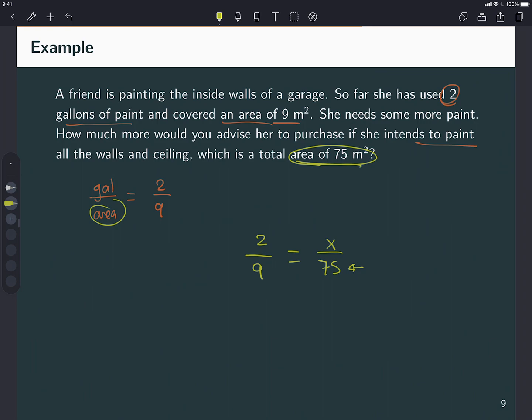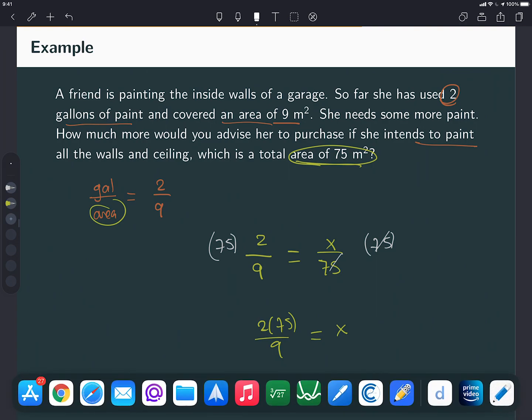I need to multiply by 75 to solve this equation for x. So 2 times 75 divided by 9, that's what x is, because what I'm doing, in case you don't see that, is multiplying both sides of this equation by 75. And this will become a 1, right, that we talked about in class. And then on the left side, I get 150 divided by 9. So I can do that in my calculator.